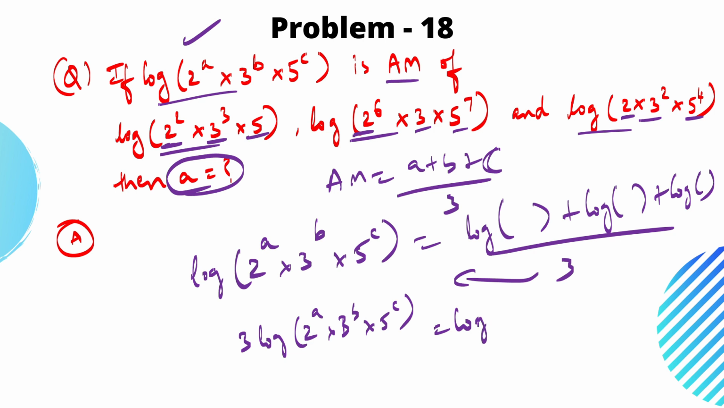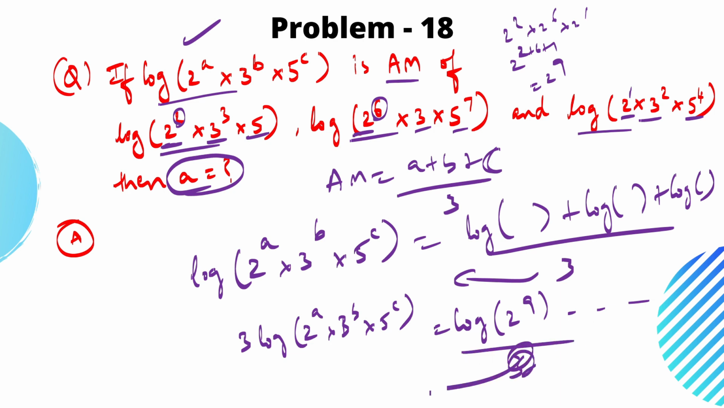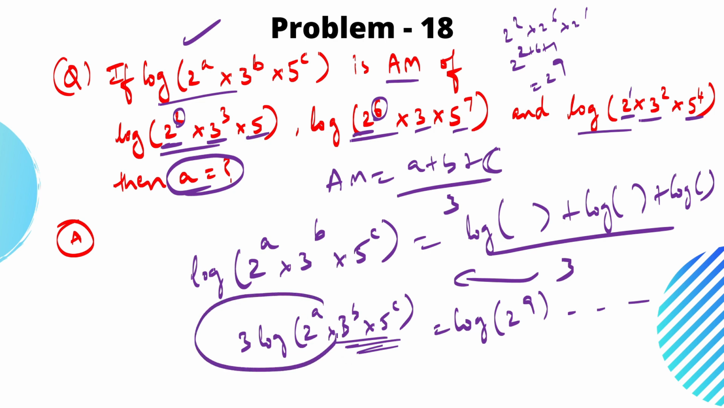This is equal to log, just calculate the values of only a. 2 square into 2 power 6 into 2 power 1, this is equal to 2 power 2 plus 6 plus 1, this is equal to 2 power 9. So log of 2 power 9, and ignore all the other values, and the denominator we already sent to the other side. You can also ignore these two values. We are just interested in calculating the value of a.